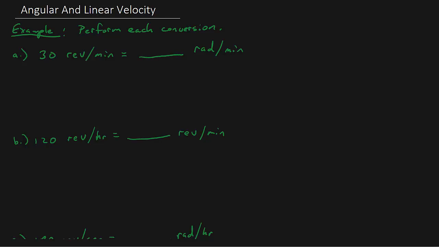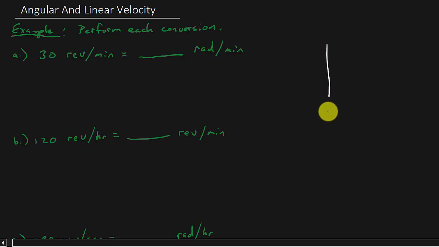All right, so we want to perform each conversion here. We want to convert from 30 revolutions per minute to radians per minute. Before we get started on this problem, let's draw a circle here. If we have a point on the circle, it doesn't matter where you put the point, one revolution is going all the way around one time. That's one revolution.